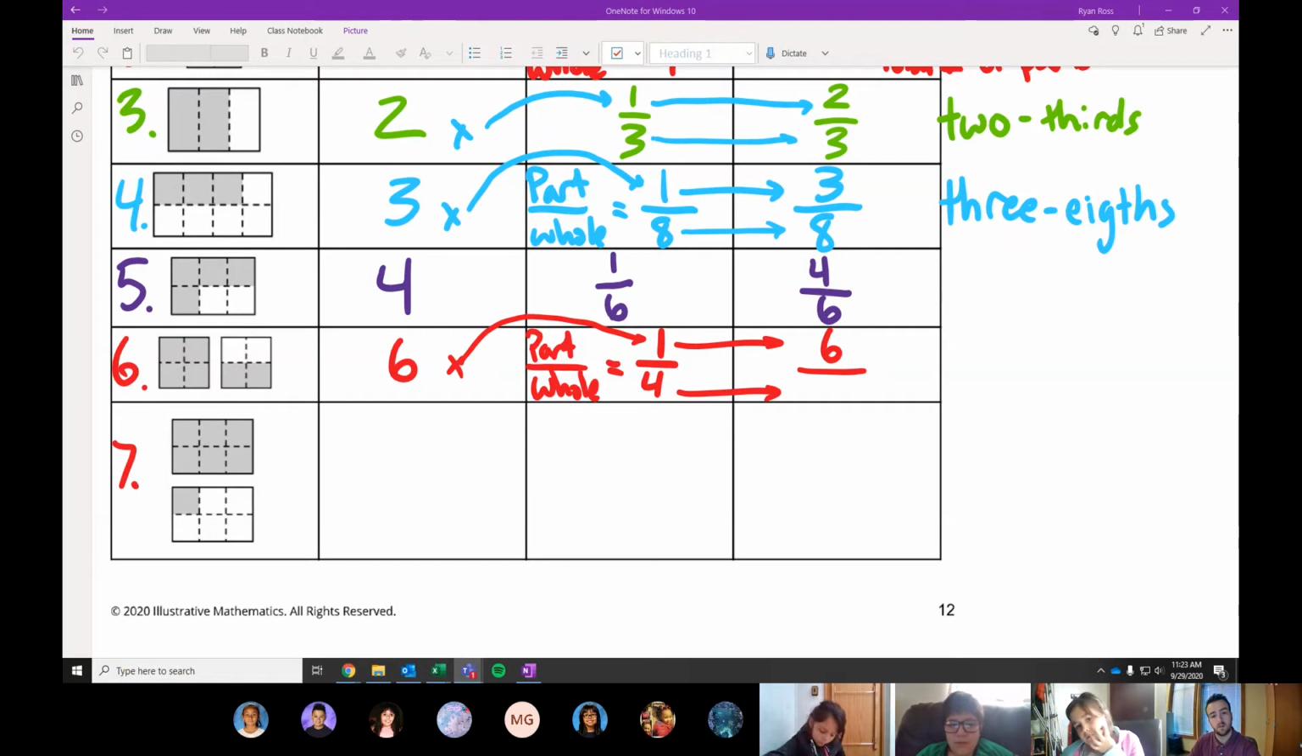12? Well, remember, we carry the bottom, the denominator here, over into our answer. So the 4 actually stays the same. 4. Yes. So we have 6/4. Okay, because each of these boxes over here is a 4th.